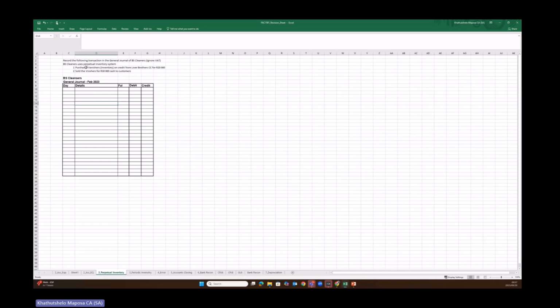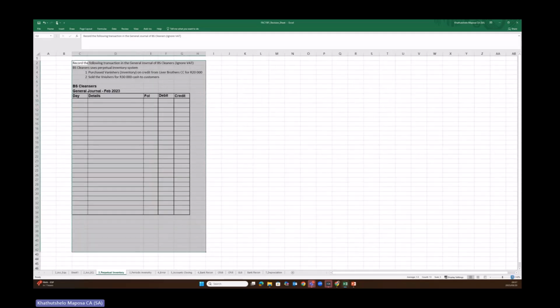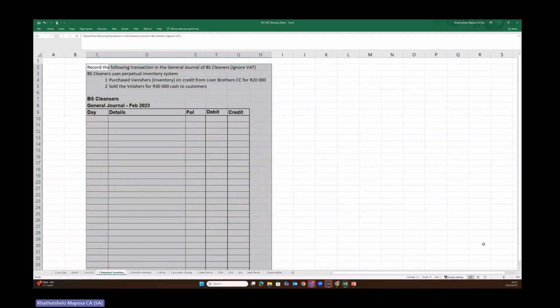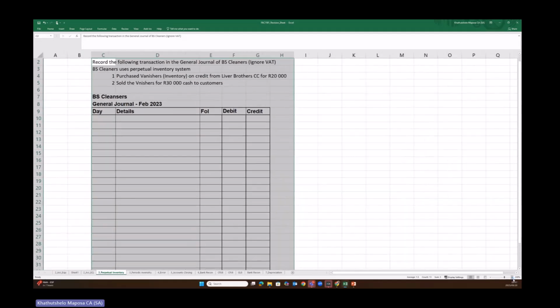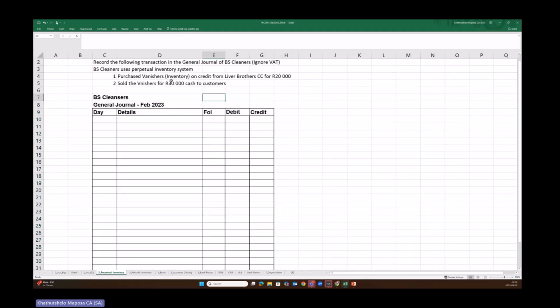So the first transaction, let me try to make it bigger. They say the following transactions in the general journal of BS Cleaners, and ignore VAT. BS Cleaners uses perpetual continuous inventory system, and they have purchased varnishes, which is the inventory, on credit, from Lever Brothers, who is the supplier, for 20,000.